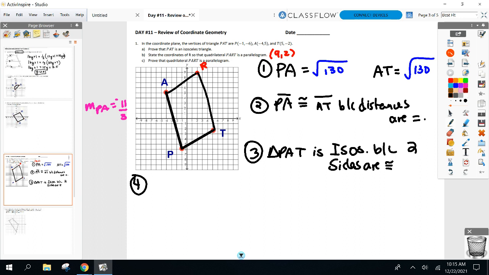All right, go ahead. I'll give you guys another couple minutes. We're going to find the slopes of all the sides now, and hopefully get two pairs that are equal. So slope of AR, slope of PT, slope of AP, and the slope of RT. Go right ahead.